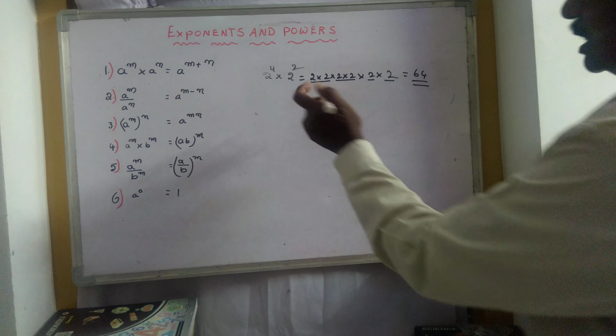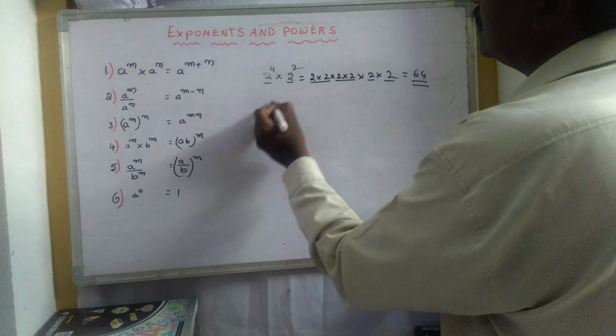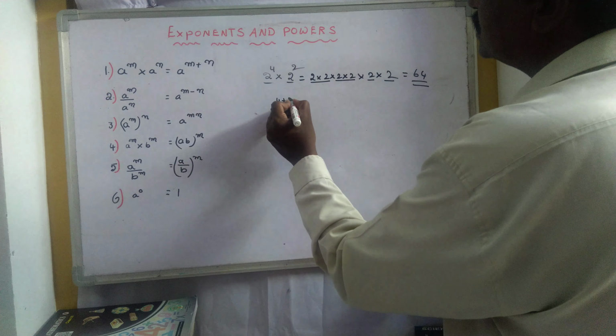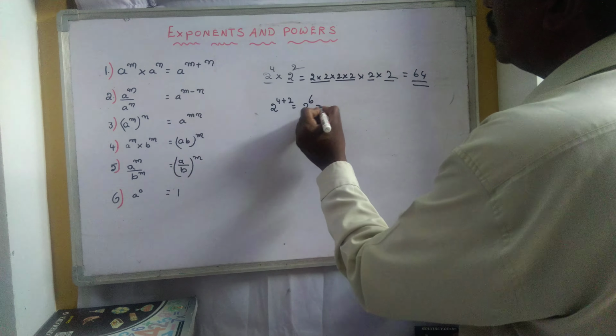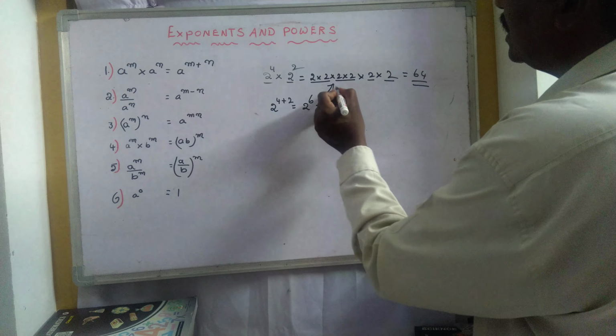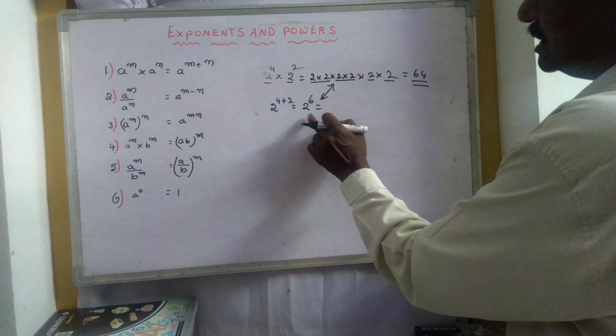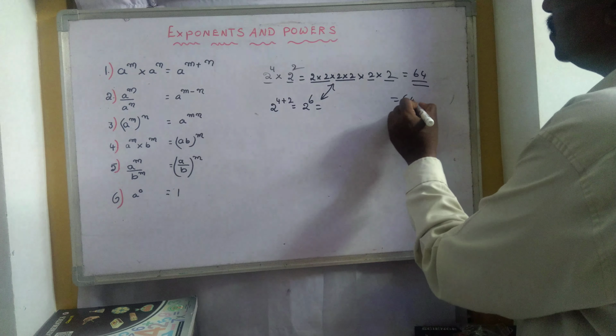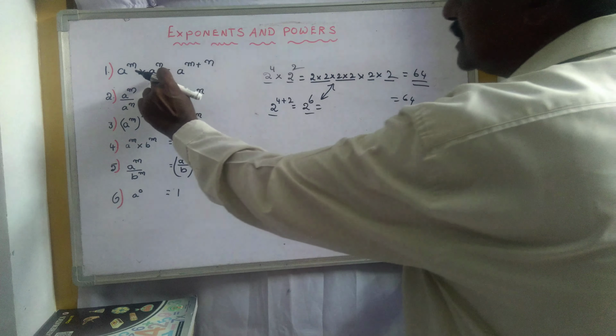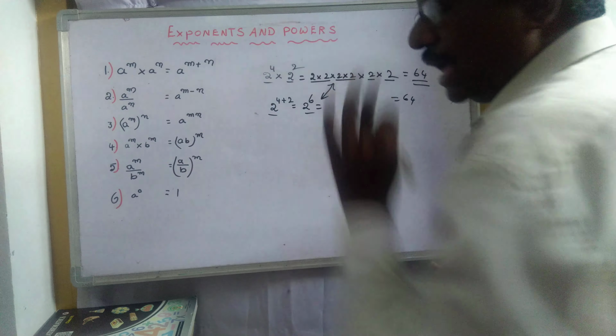Then you have to think that the bases are equal: 2 to the power of 4 plus 2, that is equal to 2 to the power of 6. We have to write like this only. 2, 1, 2, 3, 4, 5, 6. So this value is also equal to 64. That's why, when bases are equal, the powers will be added.